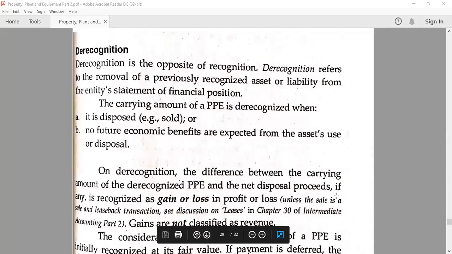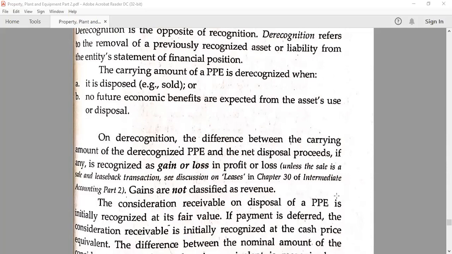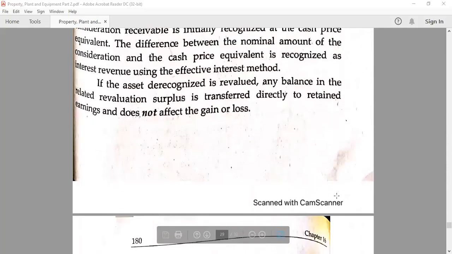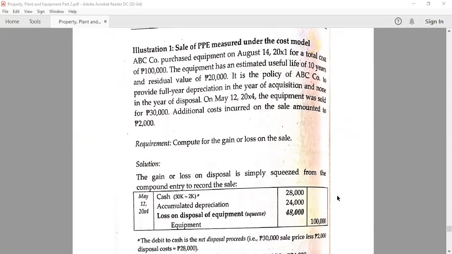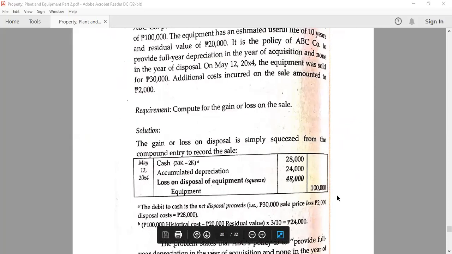Next, the derecognition. For the derecognition, by the way, again, this is the removal or exclusion of the value or cost of an asset or liability, in this case, the PPE, if that is disposed or sold and there are no more future economic benefits for that. So an example here is if we sell the PPE under the cost model, all we have to do, the basic formula, guys, is just like exchange: fair value or the proceeds from the sale less carrying amount. So if we can really compute the carrying amount, that's it.